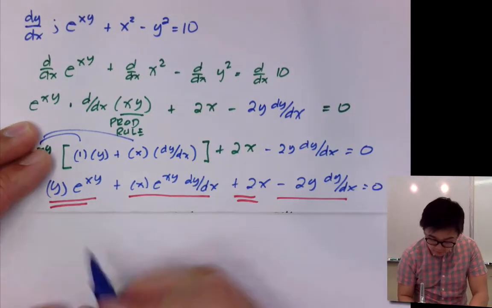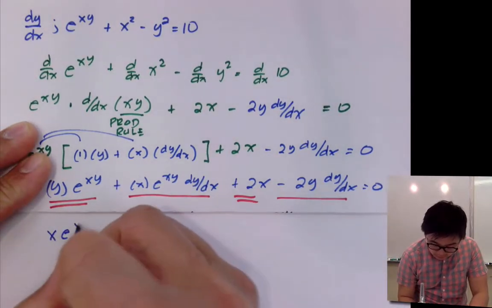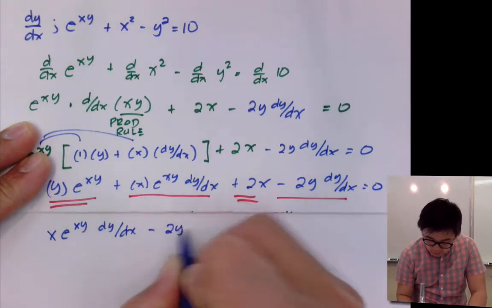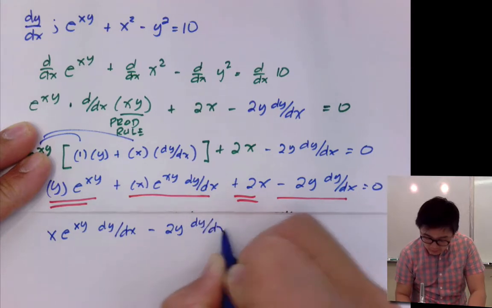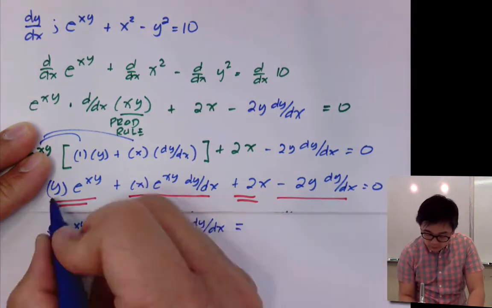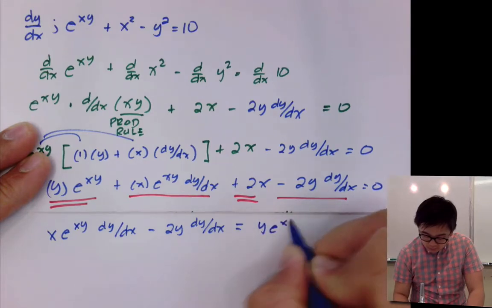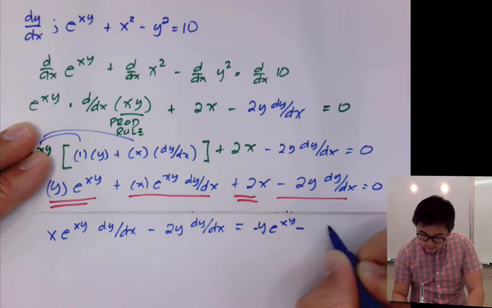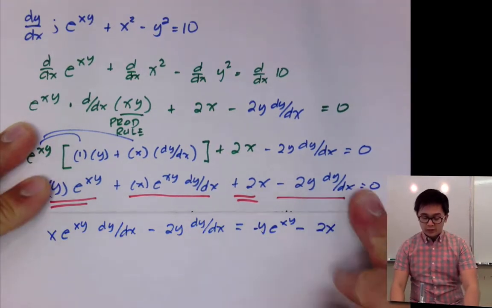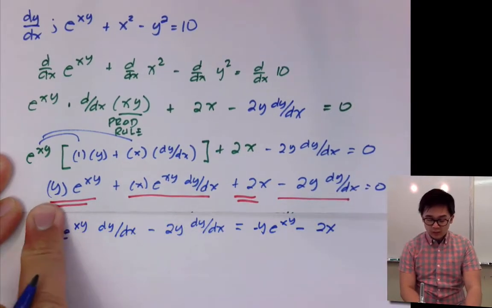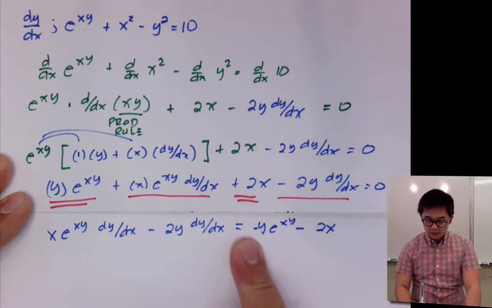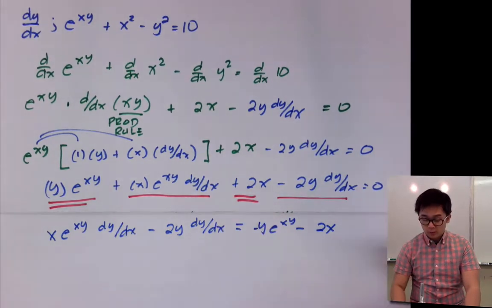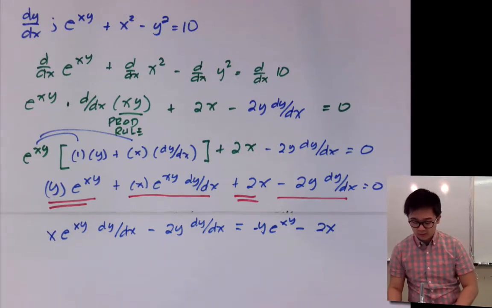So we'll end up with x e to the xy dy/dx minus 2y dy/dx equal to y e to the xy minus 2x. So we did that because we can subtract y e to the xy on both sides, leaving us with negative y e to the xy right here, and subtracting 2x on both sides as well will leave us with negative 2x right here.